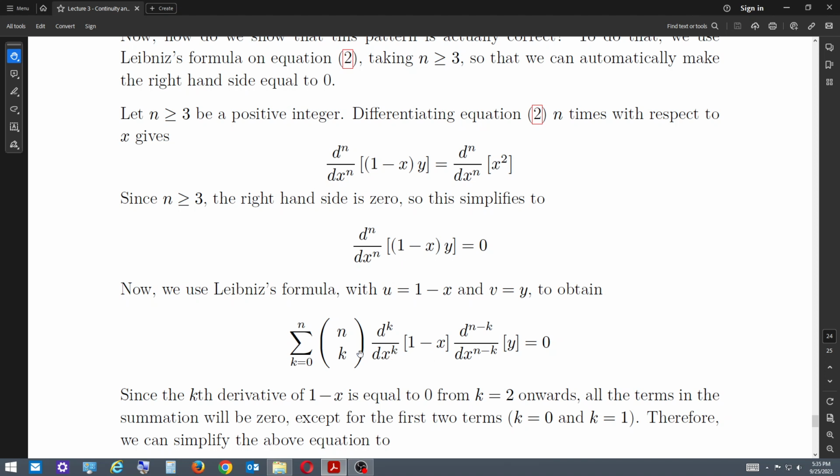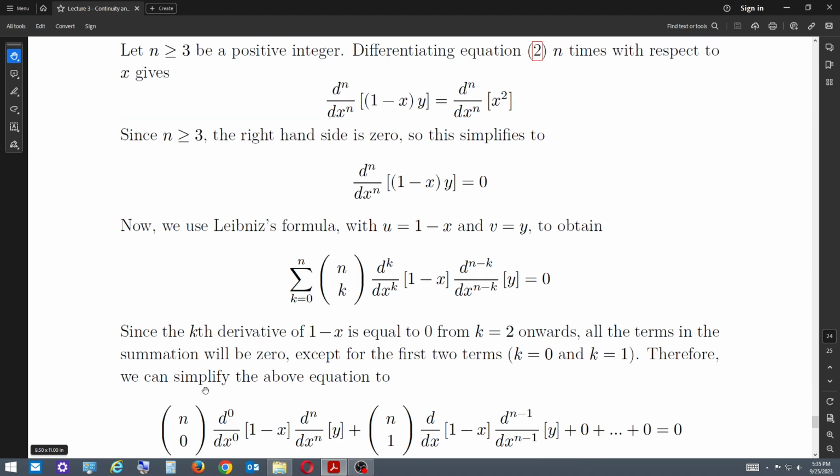So, using Leibniz's formula, remember this is the equation we're using. All we're going to do is use Leibniz's formula on the left-hand side, replace this with the formula we got from Leibniz's formula, and equate it to 0. So this is the summation, k goes from 0 to n, n choose k, the kth derivative of 1 minus x, which is u, times the (n minus k)th derivative of v, which is y. I'm using this notation now because this is the notation I'll use going forward. I just used the d notation to simplify the explanation.